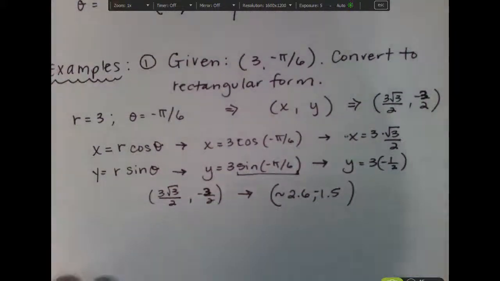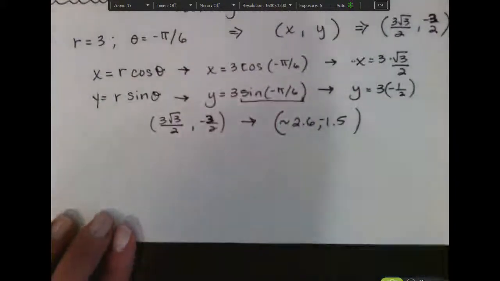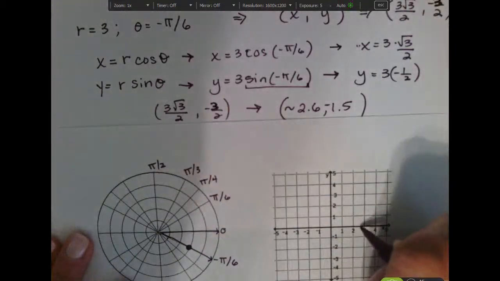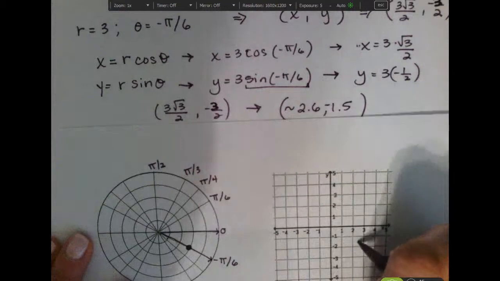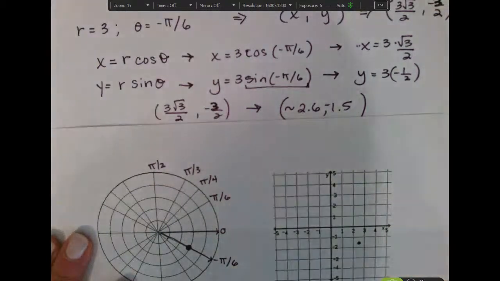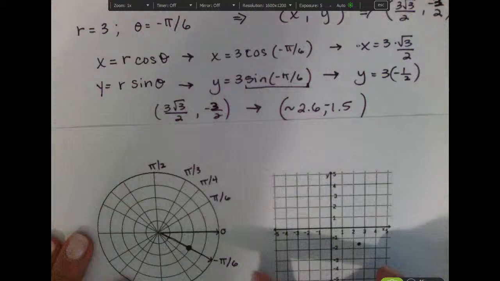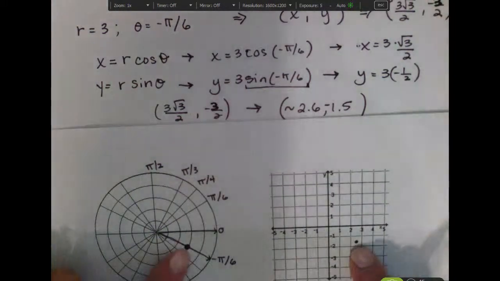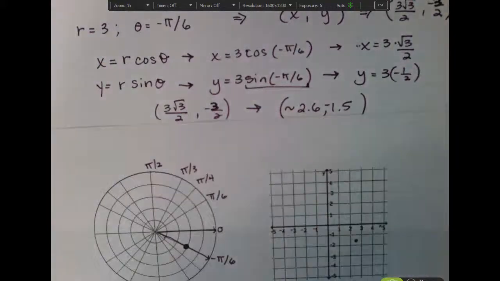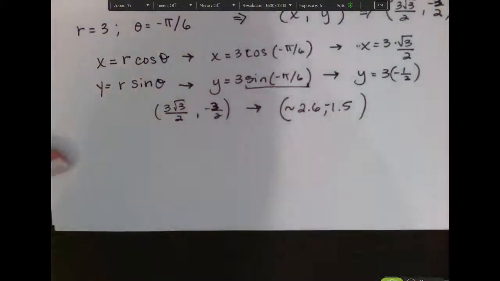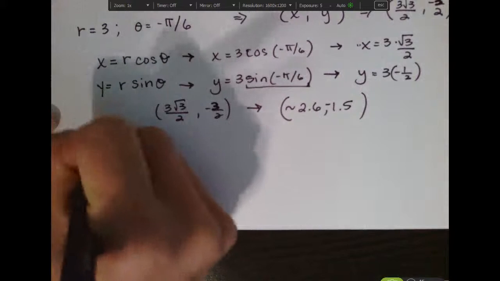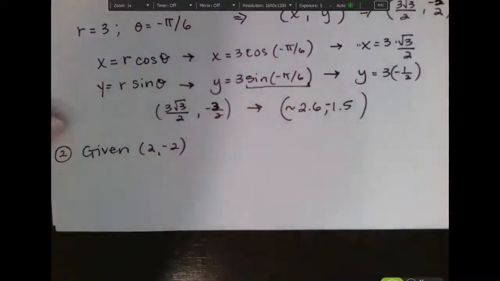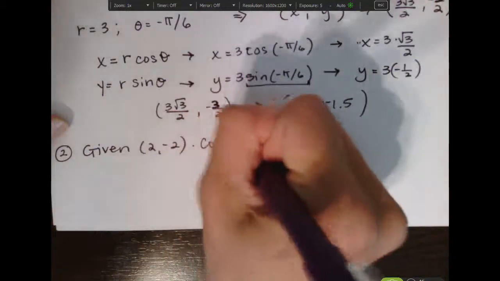So let's plot that point, 2.6 and negative 1.5 in my rectangular grid. 2.6 down 1.5 brings me to about there. And if you can imagine overlaying this rectangular grid on top of this polar grid, those points are going to be in the same location. And that should always be the case. Let me show you another quick example here where I'm going to give you a rectangular point and I want to convert it to polar form.